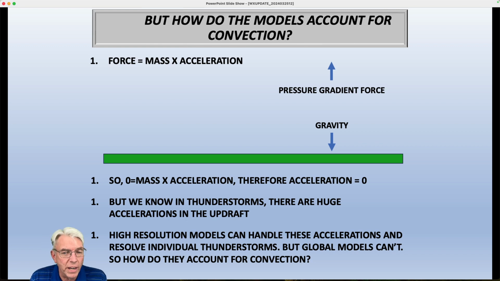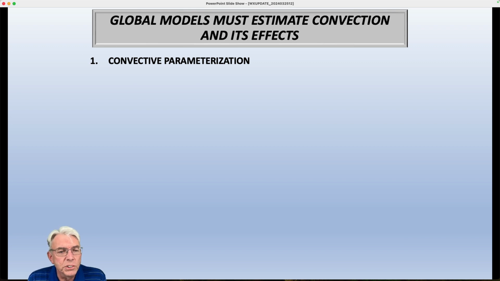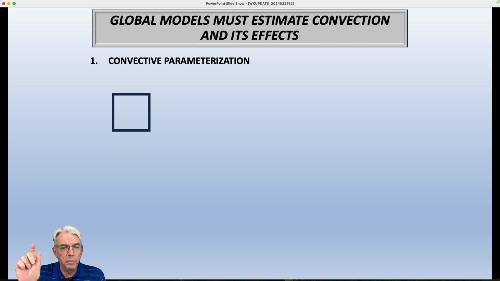So how do they try to account for convection if they can't resolve individual thunderstorms? Well, it's something called convective parameterization, okay? And let's say we have a grid cell like this, okay? And so the model cannot resolve individual thunderstorms within that grid cell. And so what it does is it looks at different parameters. There are things like lifted index, which is the difference in temperature between an air parcel and the temperature at 500 millibars of the environment. There's something called CAPE, which is convective available potential energy. That's how buoyant the air is, and buoyancy is a force.